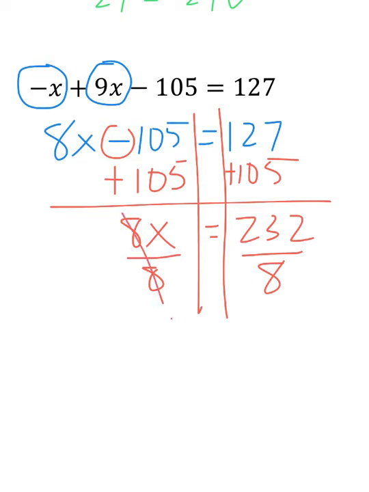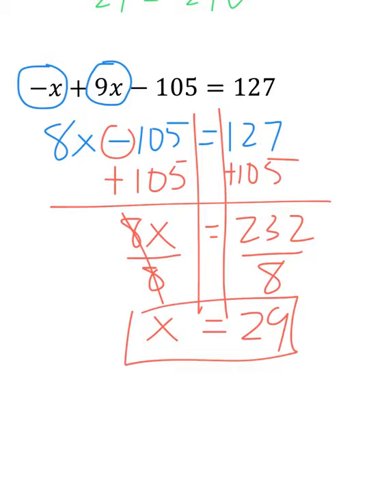So those will cancel out. We'll be left with x is equal to, well, I'm going to use my calculator to figure out 232 divided by 8. That gives me 29. So our final answer is x is equal to 29.